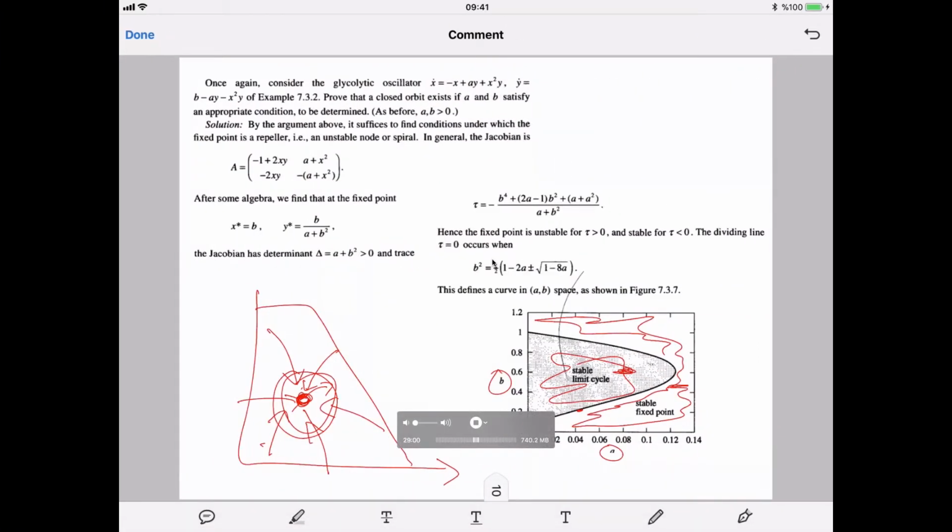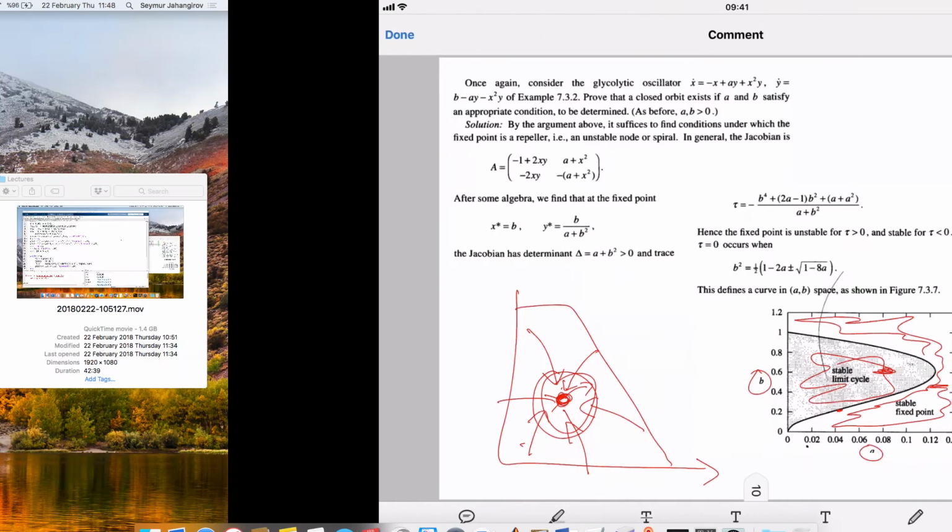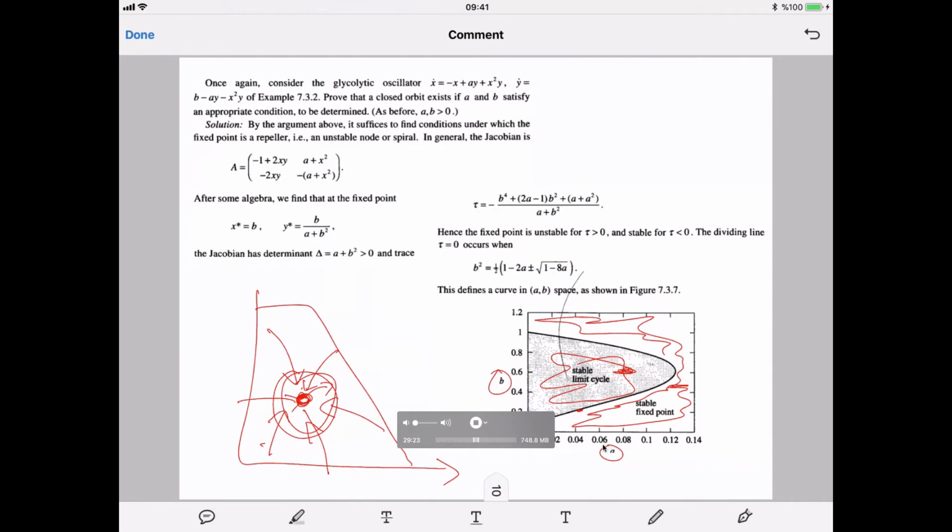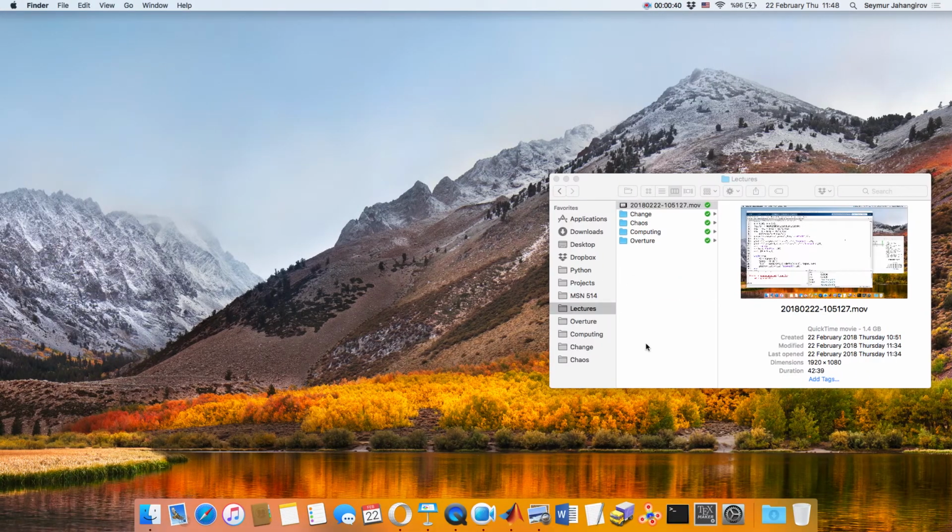So remember, we were here, and we realized that depending on the parameters, we will have either a fixed point or a stable limit cycle, right? Or something in between. And let's actually try doing this. So for example, if I take 0.06 for A and 0.6 for B, what do I get? Yes, stable limit cycle. Very good.